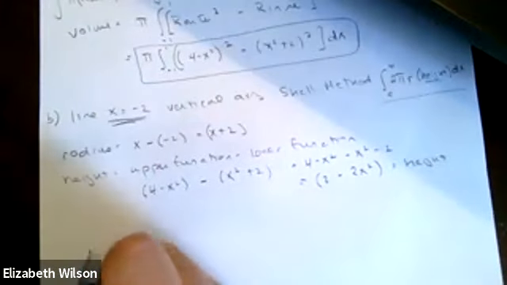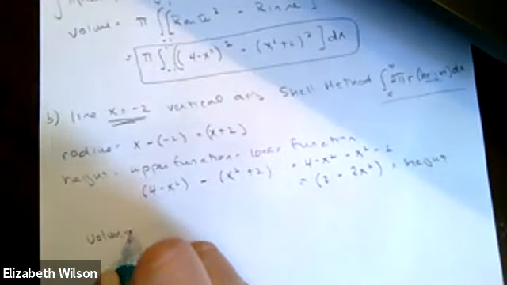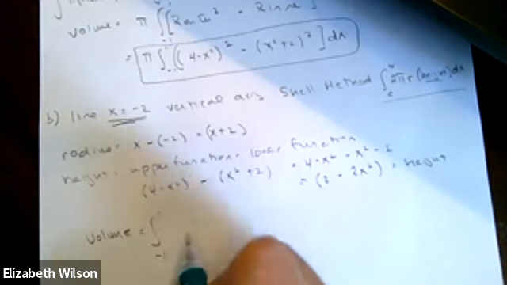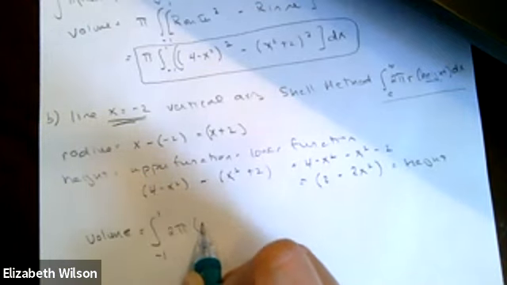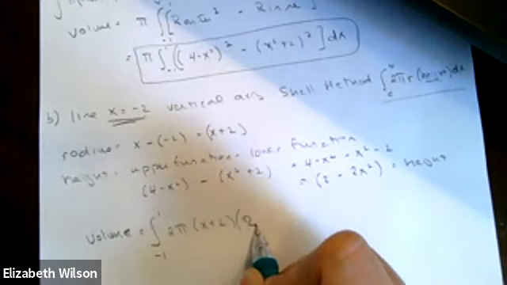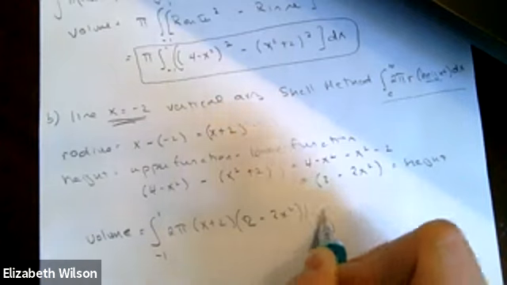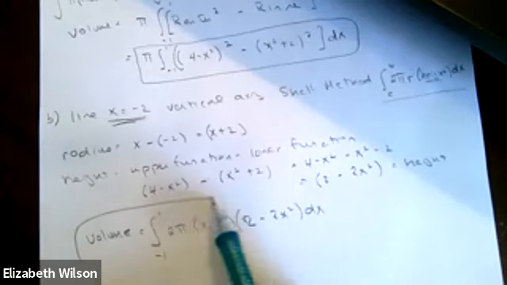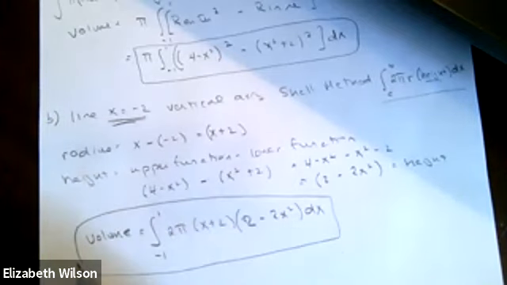Okay, so we're going to take all this and put it into our shell formula, which tells us about our volume. I'm going to use the same boundaries, minus 1 to positive 1. 2 pi times my radius, which we found before was x plus 2, times the height, 2 minus 2x squared, and then our thickness, dx. The 3 dimensions are going to give us our volume. And that's all we need to do in this particular case. They didn't ask us to evaluate it. They just asked us to come up with the integral for it.